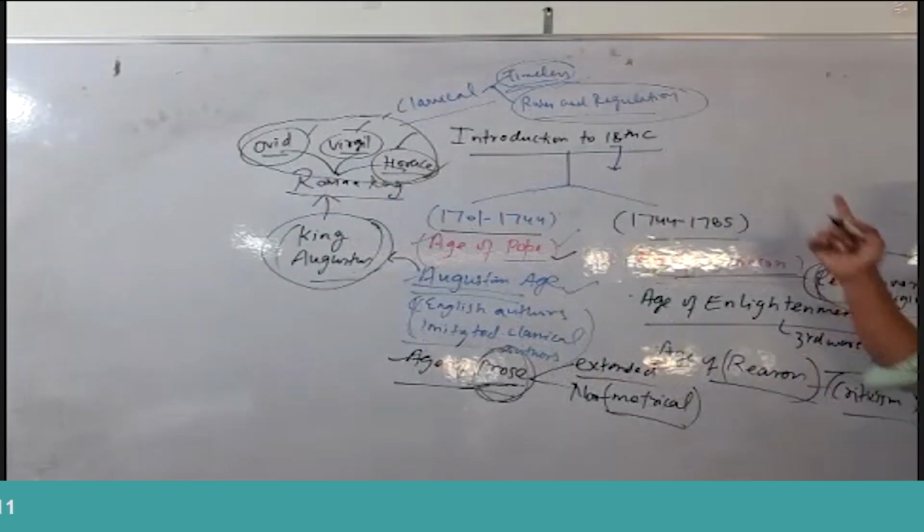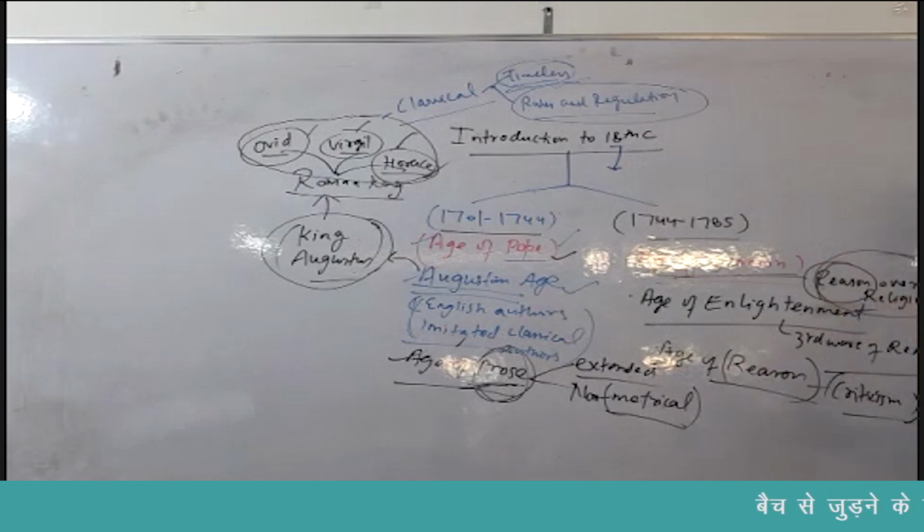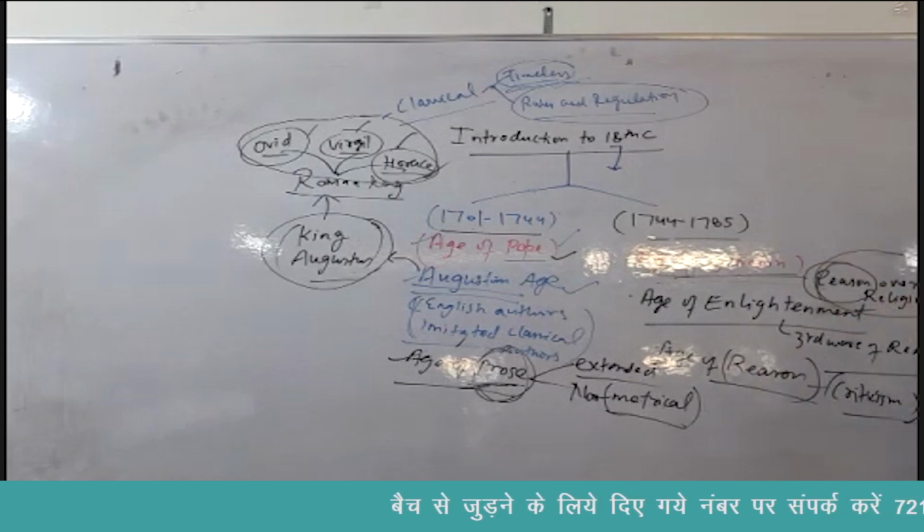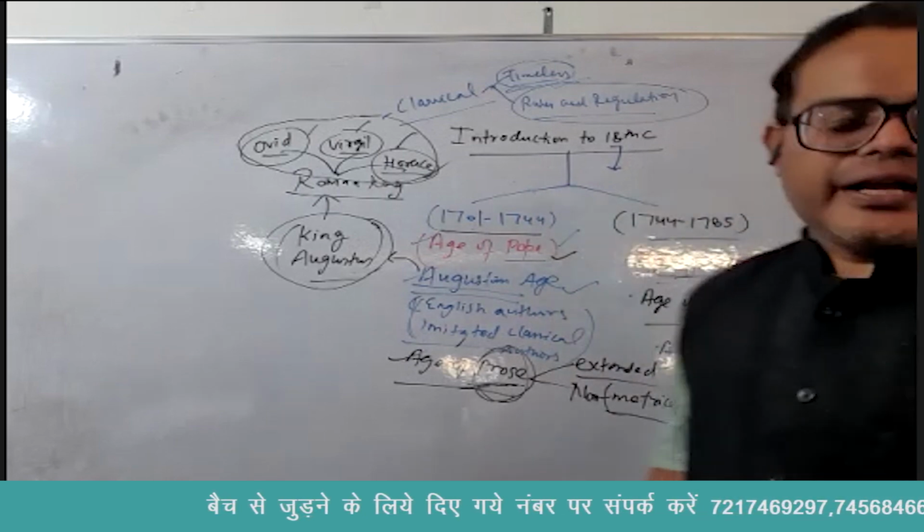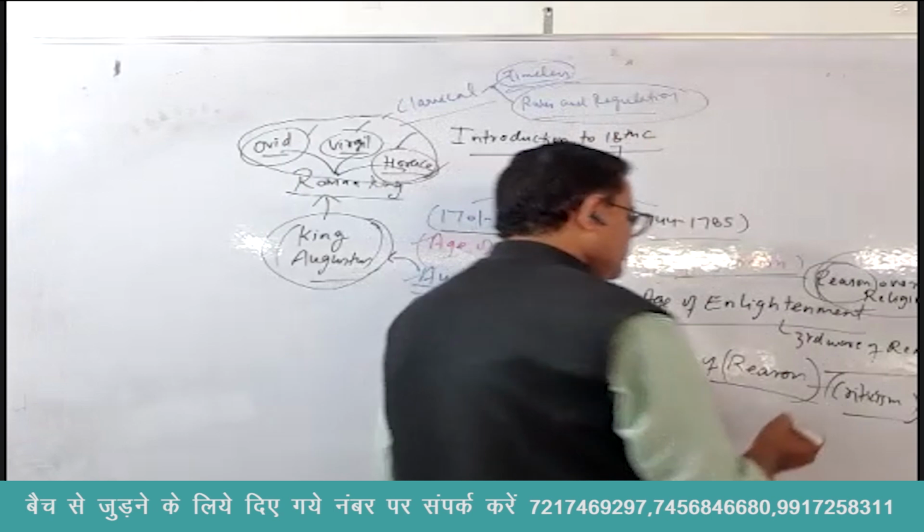started by Dryden, is getting to its bloom in this age of Johnson, especially, please write down this term, biographical criticism. In criticism also, what kind of criticism appeared? Biographical criticism.